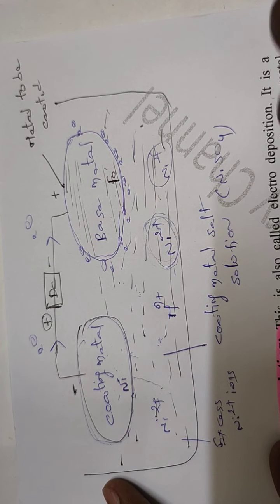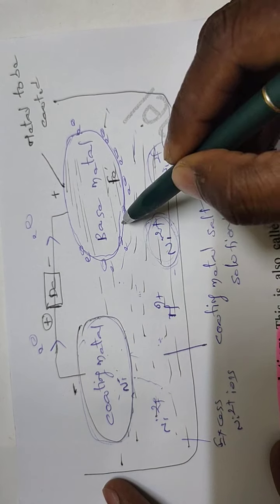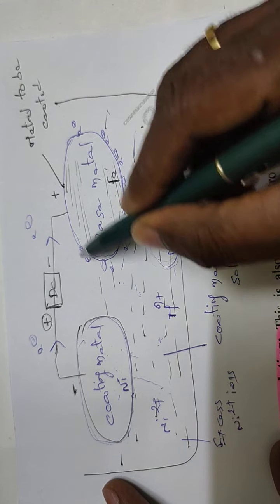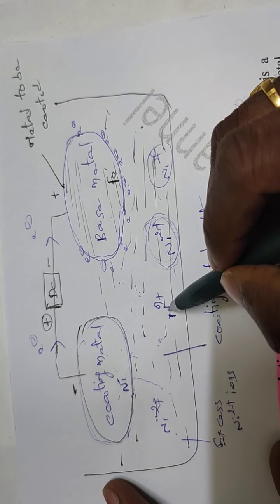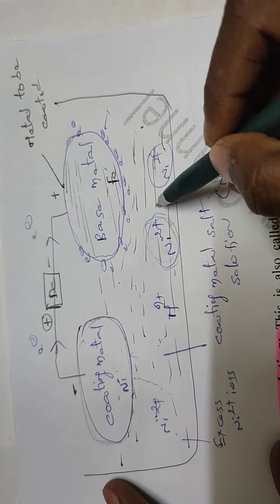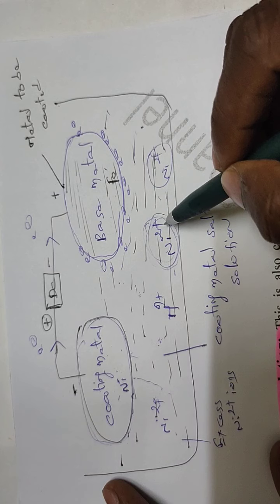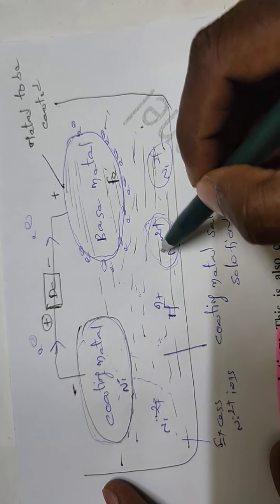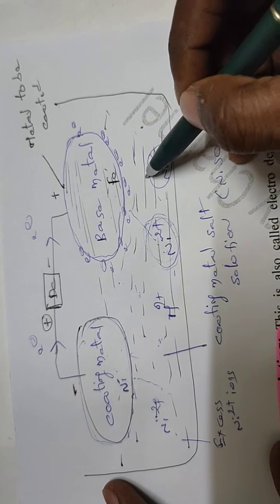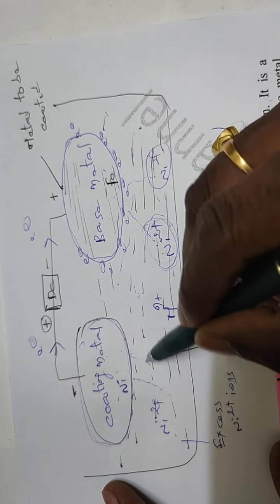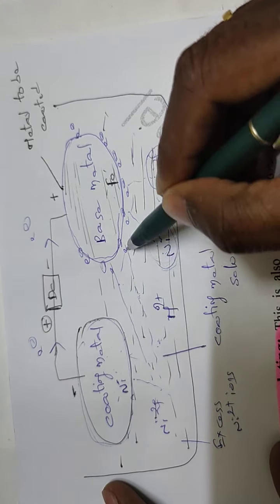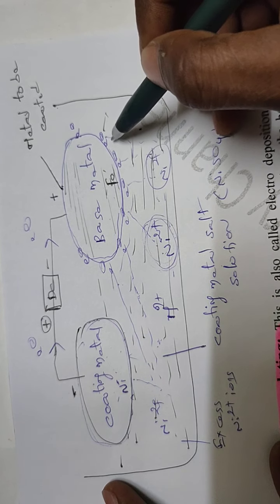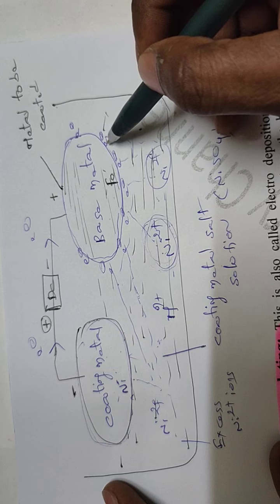Then what happens here? The negatively charged electrons are placed on the base metal. The solution contains excess metal ions, they are Ni2+ ions. Because of electrostatic forces of attraction, all these positively charged metal ions move towards the negatively charged electrons.